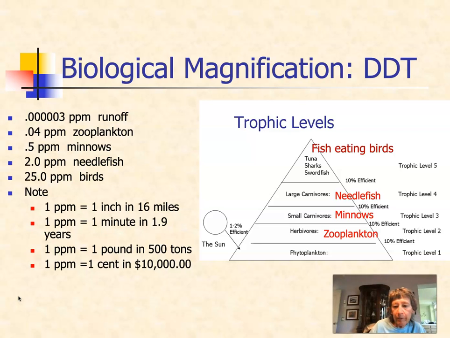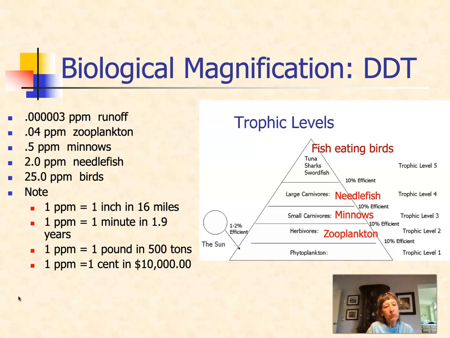So here you see an aquatic food chain, and so we have phytoplankton that includes things like diatoms. And then we have zooplankton, which consists of single-celled animals and then small animals like copepods. And what eats zooplankton? Well, small fish called minnows, and even bigger fish eat the minnows, needlefish, for example. And then your apex predators are your fish-eating birds. And I have some numbers here. This is from an environmental textbook. The numbers aren't important to know, but just look at the differences.